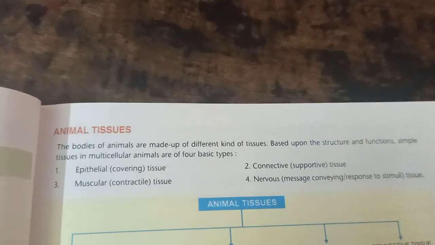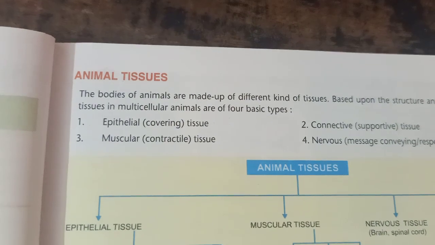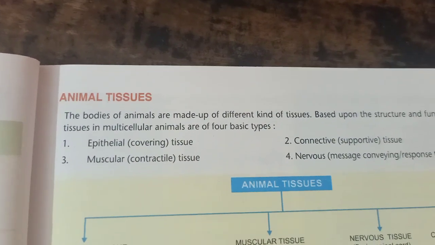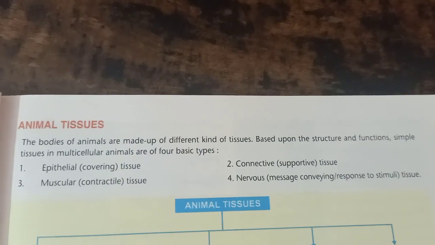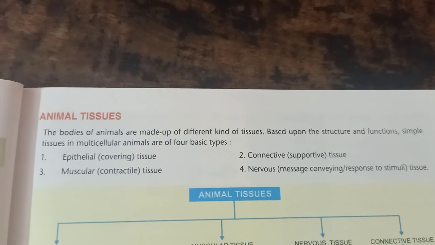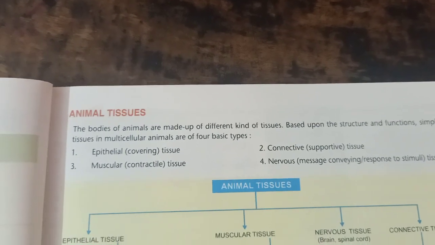So here we start with the animal tissue. Now what is animal tissue? The bodies of animals are made up of different kinds of tissues. Now, based upon the structure and functions, simple tissue in multicellular animals are of four basic types.